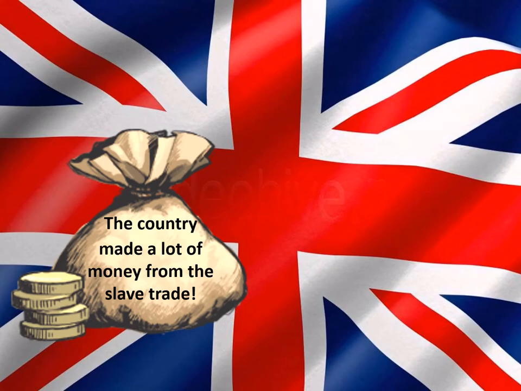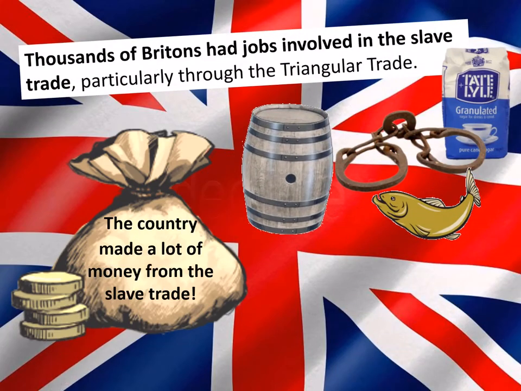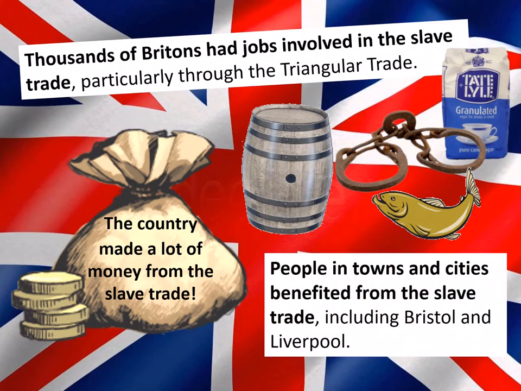Another reason that the slave trade took so long to end was simply because it made Britain a lot of money. You've got to remember as well that a lot of jobs relied on the slave trade in Britain, and thousands of people in Britain had jobs that were involved in the slave trade, particularly through the triangular trade. People in towns and cities across Britain benefited from the slave trade, including places like Bristol and Liverpool. You think in Liverpool, for example, that was a massive city for building slave ships. So people relied on the slave trade happening, still being in place for their jobs and their livelihood.